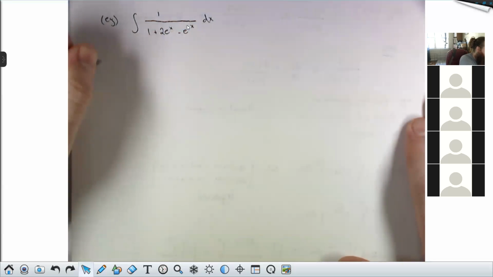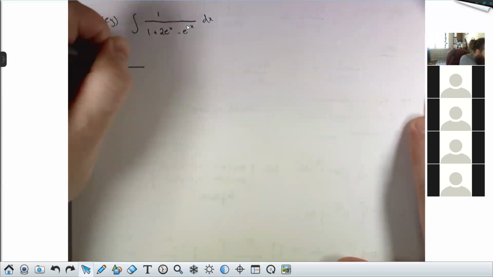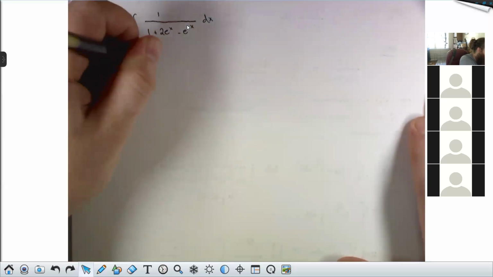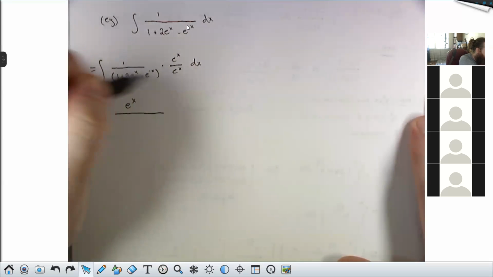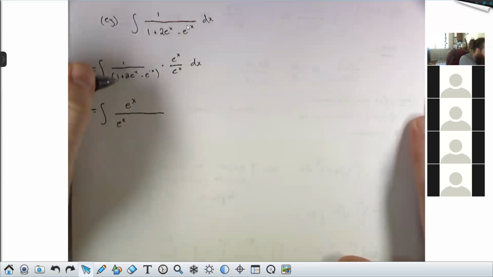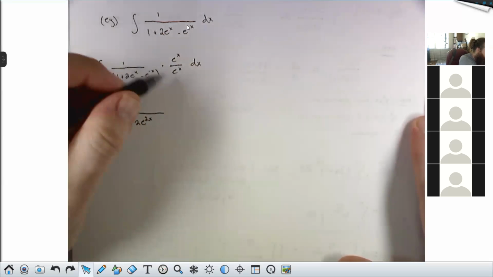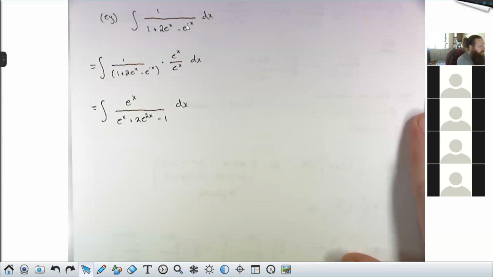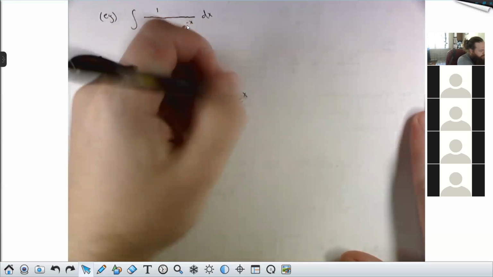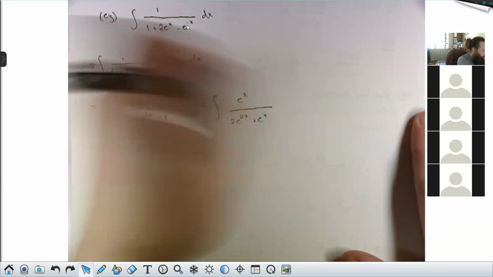So here what I would do is multiply top and bottom by e to the x, a fairly straightforward algebra trick. Then we'll have e to the x over, and you have to distribute this e to the x to everybody down here. So 1 times e to the x is e to the x. 2e to the x times e to the x is 2e to the 2x. And e to the negative x times e to the x is 1, since it's going to become minus 1. You still have your dx. And downstairs, write that in a slightly more suggestive order: 2e to the 2x plus e to the x minus 1.